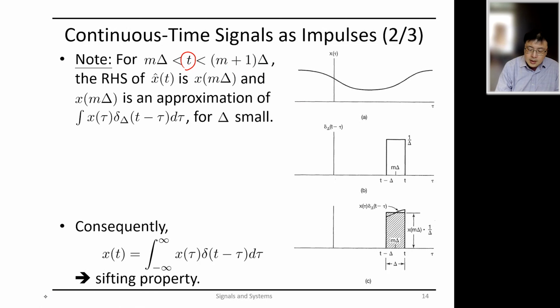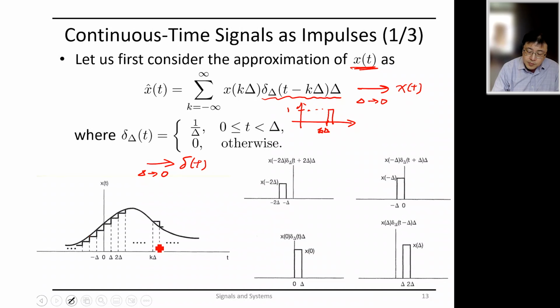Okay. So if you pick a value of t, suppose you pick a value of t here, between k delta and k plus 1 delta, then what is the value of x hat at this point?